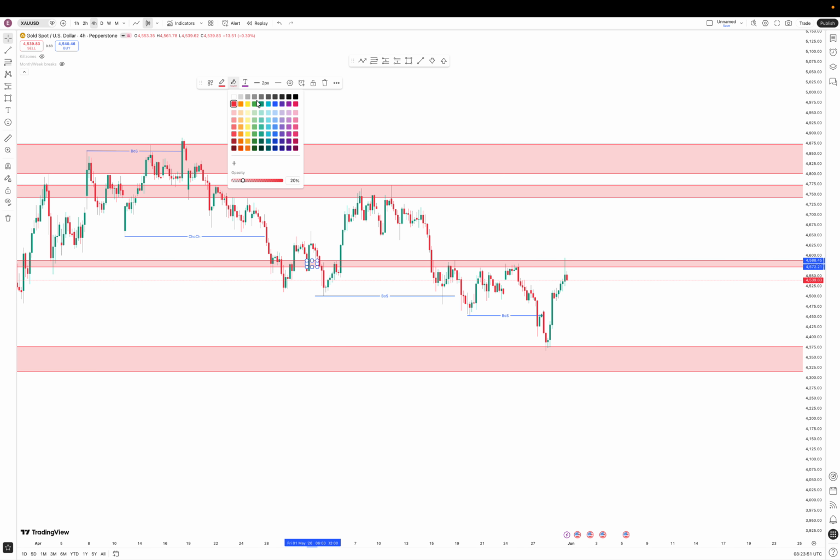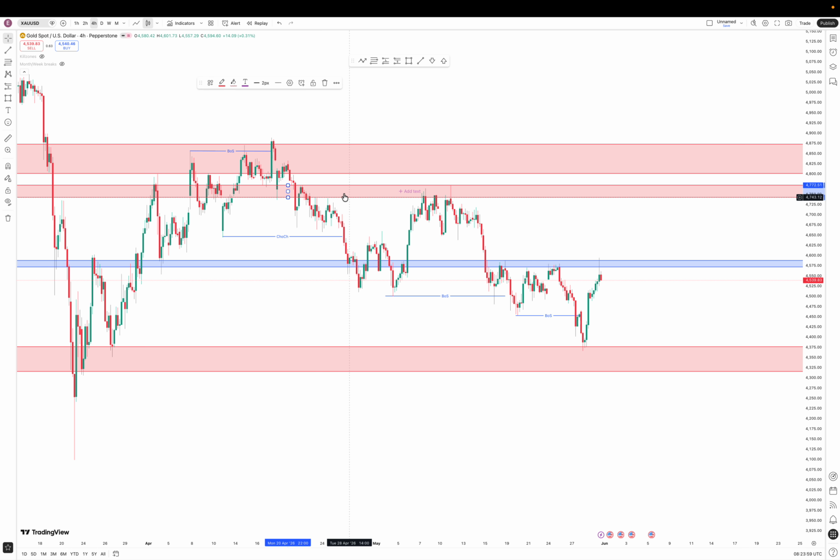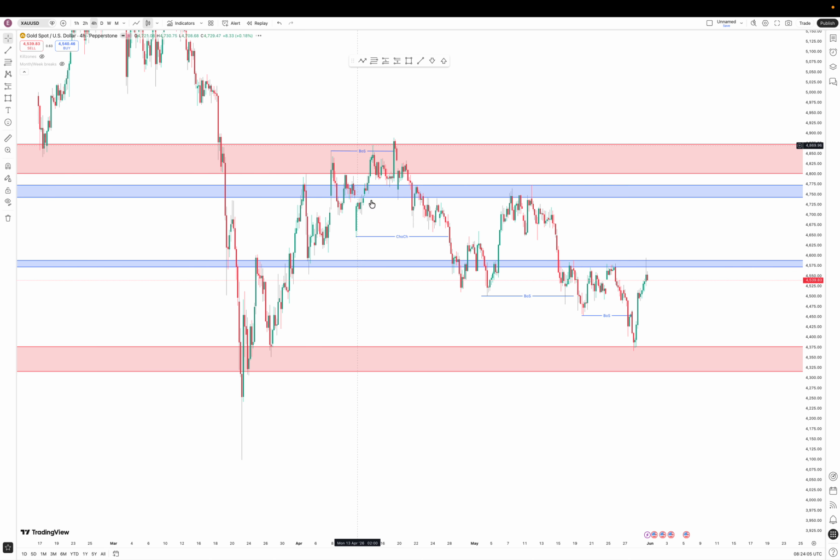And then let me differentiate that zone. That should be my 4 hour zone. And this zone too, I would like to consider that as my daily zone. That should be the 4 hour zone there.